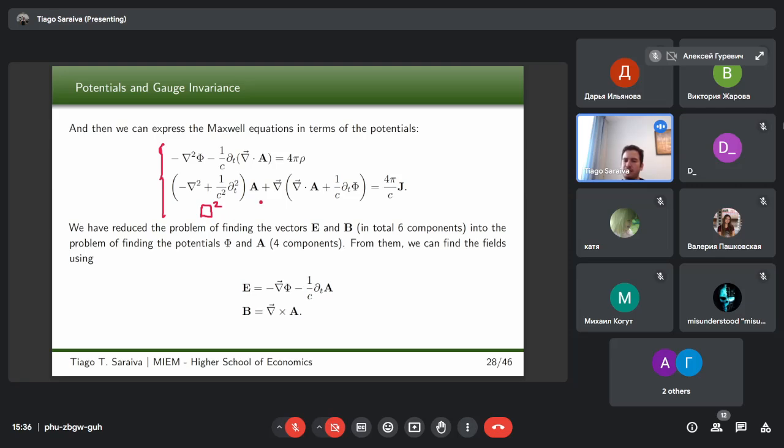D'Alembertian operator, okay, named after D'Alembert, of the time of the French Revolution, right? He studied this kind of operators, wave operators. And so this kind of operator plus gradient of the divergence time derivative equals this thing.